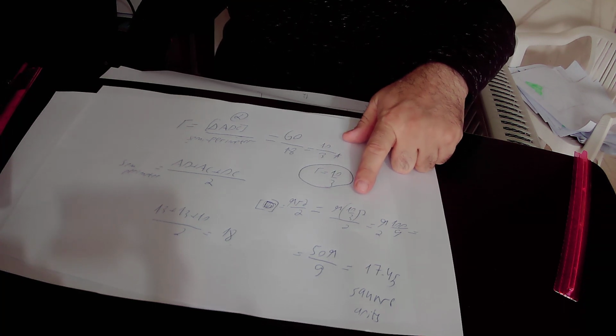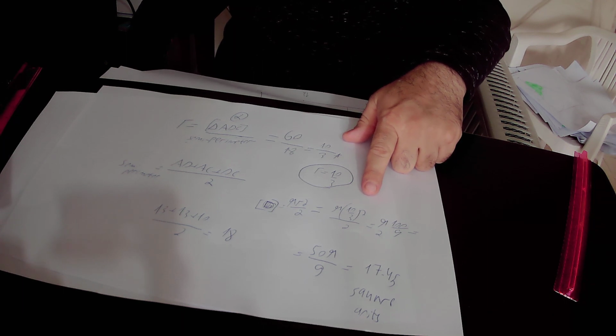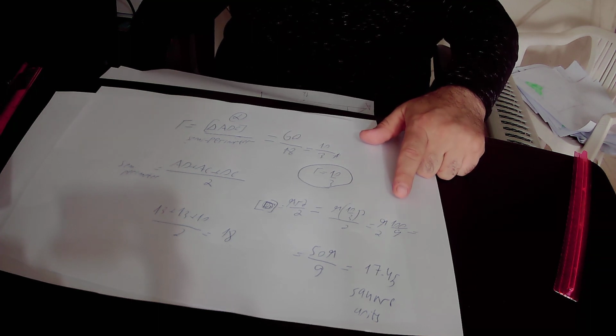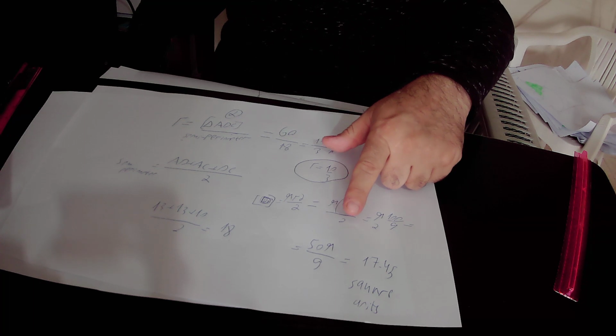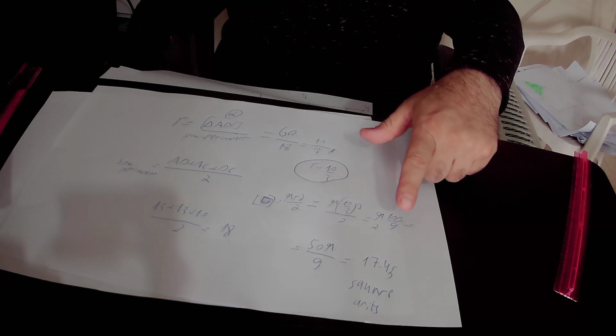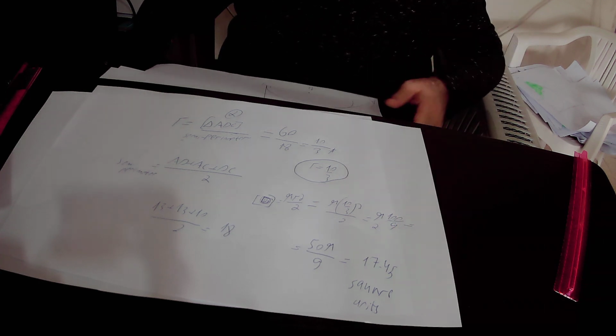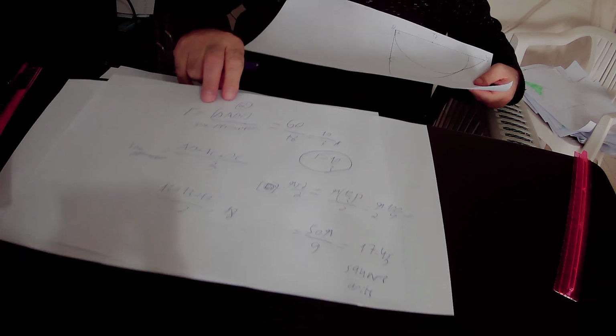R is 10 over 3, and r squared is 10 over 3 squared. 10 over 3 squared is 100 over 9, divided by 2 is 50 over 9. So the area of the semicircle equals either 50 pi over 9 square units, or in terms of numbers, it equals 17.45 square units. So we finished with the third method.